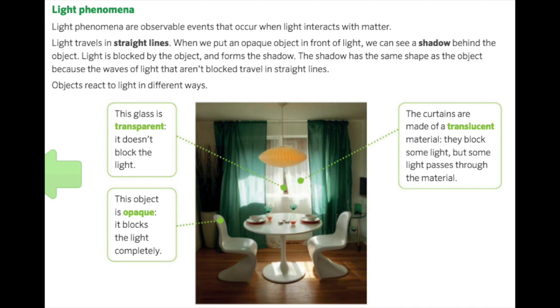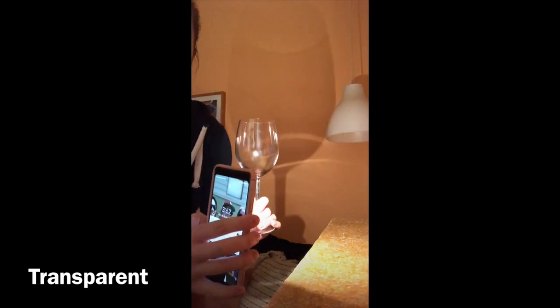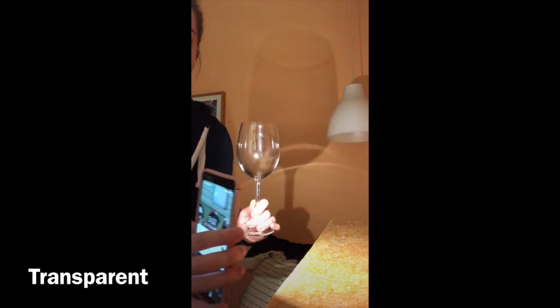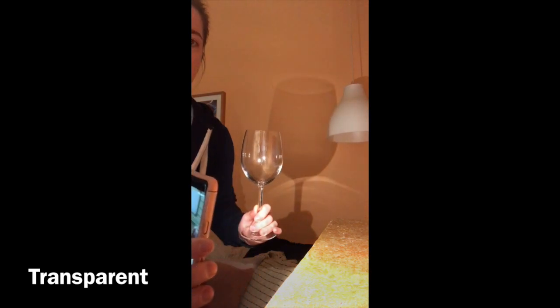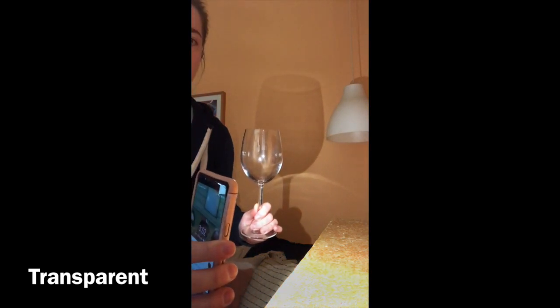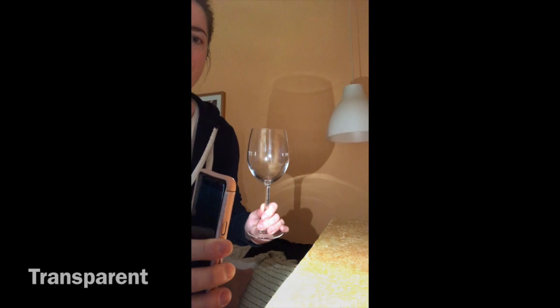Let's take a look. This is made of glass. Glass is a transparent material. That means that light can pass through it easily. So let's try. If you see, it doesn't create very much of a shadow. That's because it is transparent.